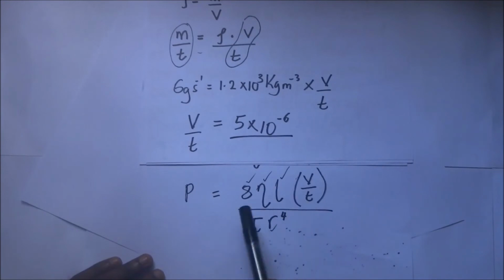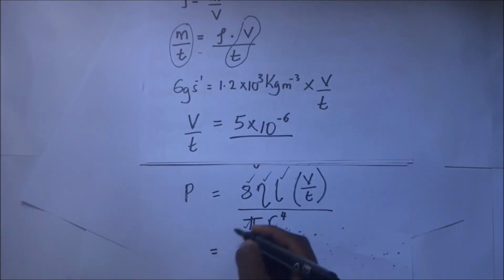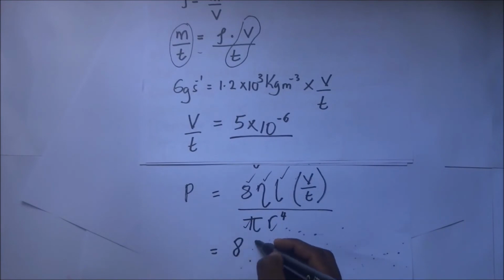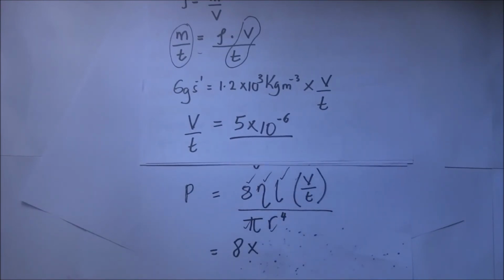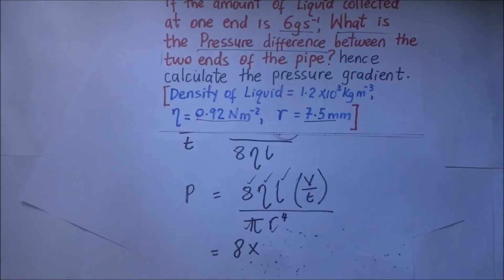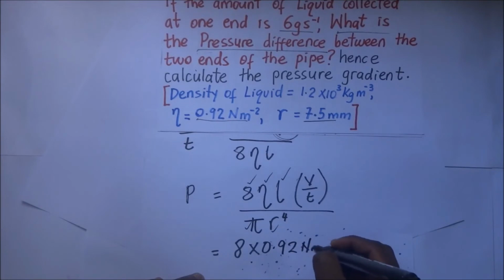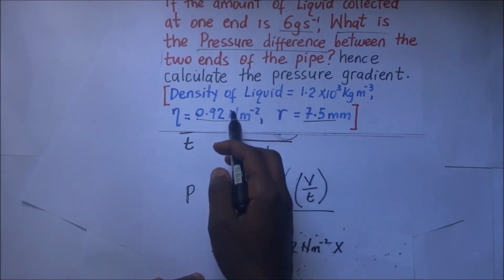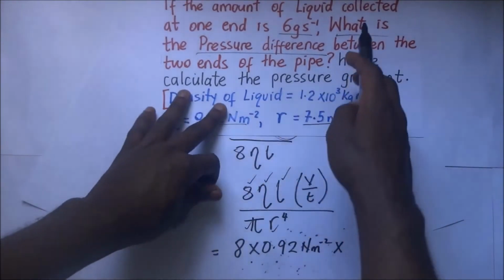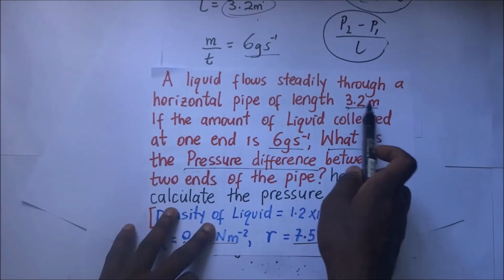So getting back to our expression, to get the pressure difference, this is going to become 8. Multiply 8 by the coefficient of viscosity. The coefficient of viscosity is 0.92 newtons per meter. Multiply that by the length. The length of the tube, according to our question, is given as 3.2 meters.